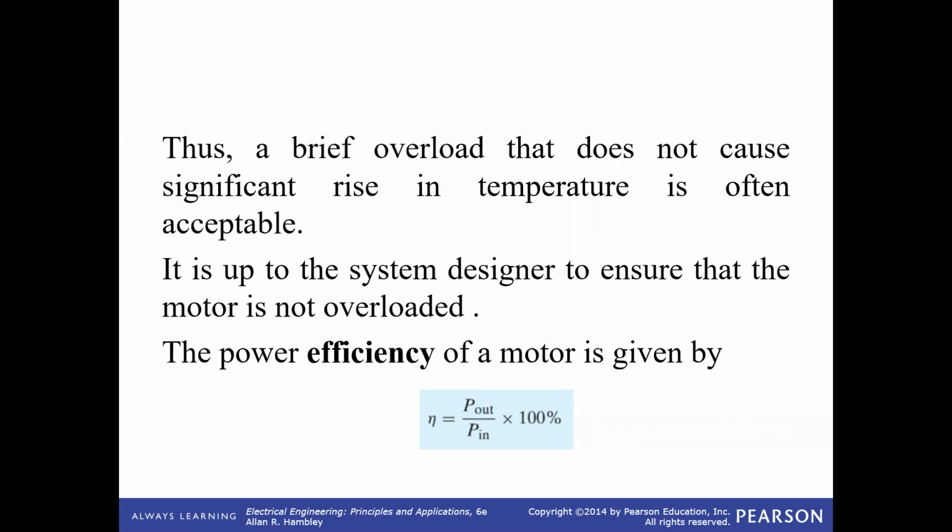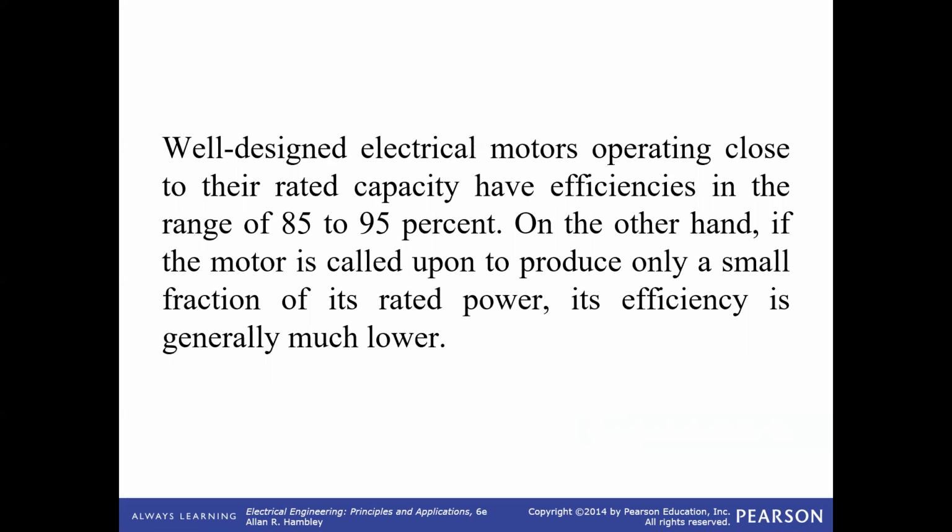Okay. So the power efficiency of the motor is given like this. This is actually the general equation to calculate the efficiency. Well-designed electrical motors operating close to their rated capacity have efficiency in the range of 85 to 95%. On the other hand, if the motor is called upon to produce only a small fraction of its rated power, its efficiency is generally much lower. So you always need to maintain the motor to operate at its rated capacity.